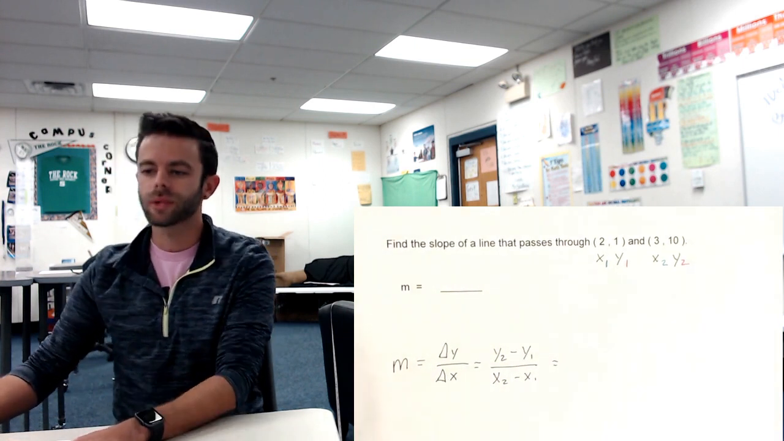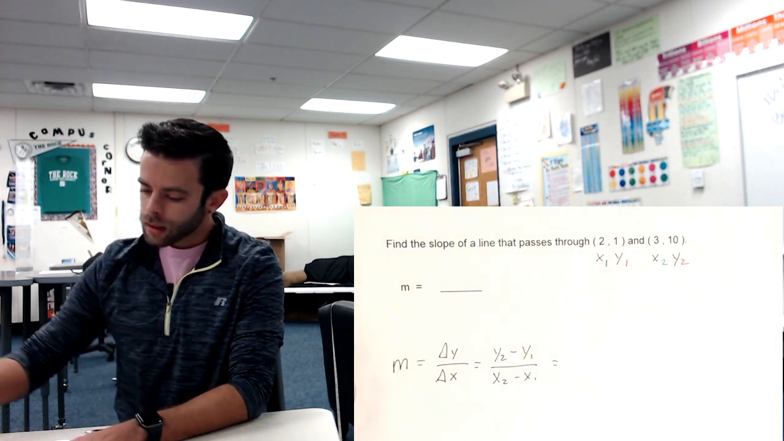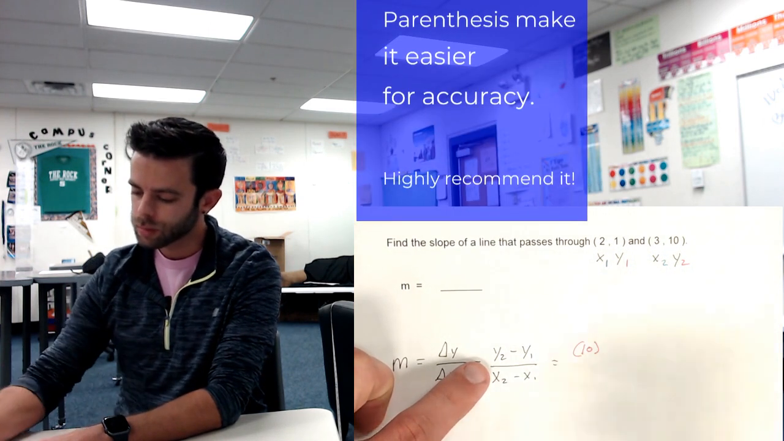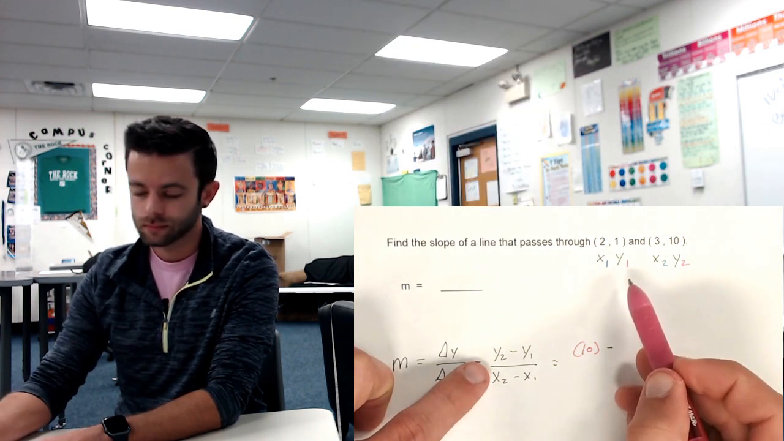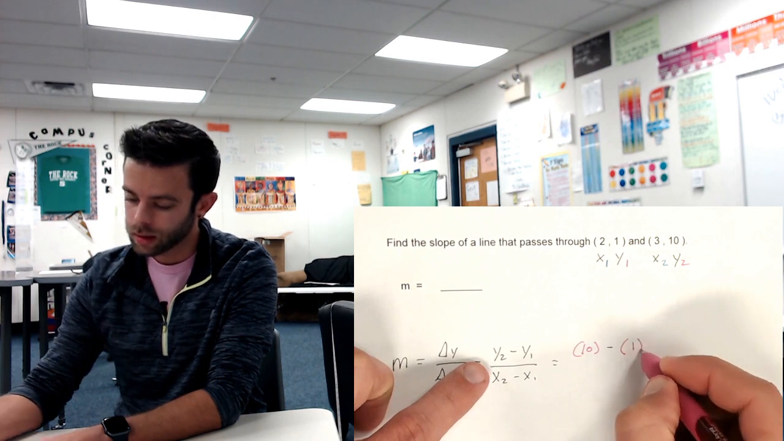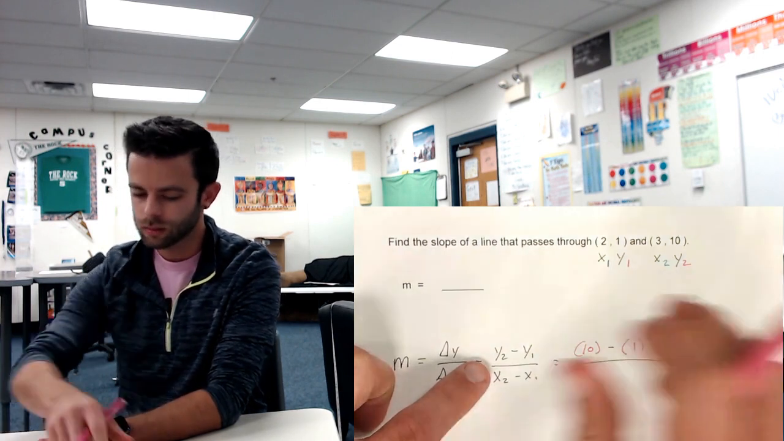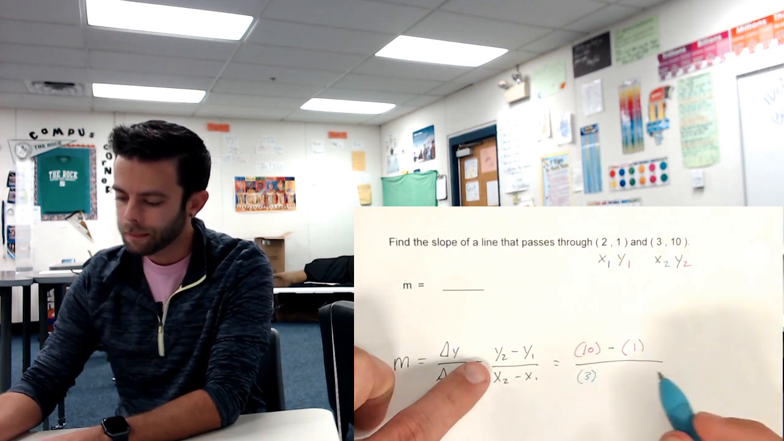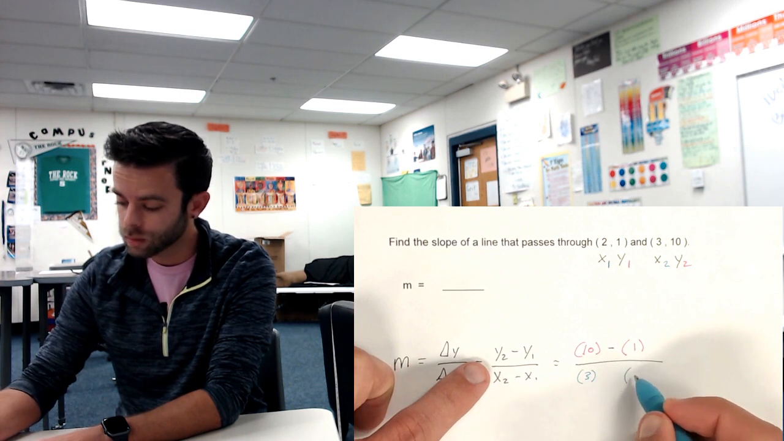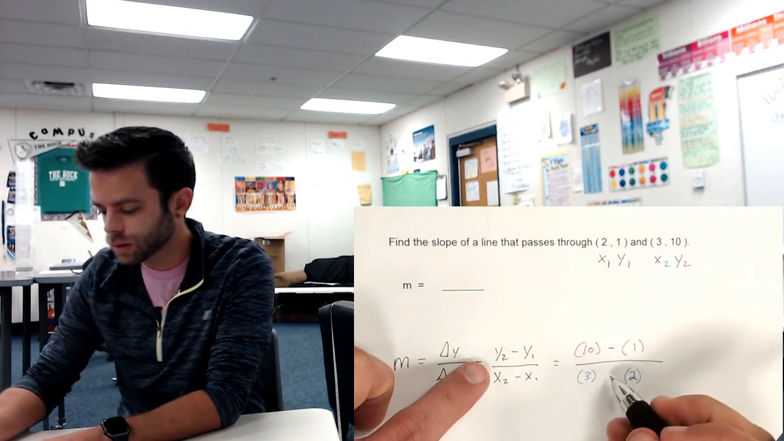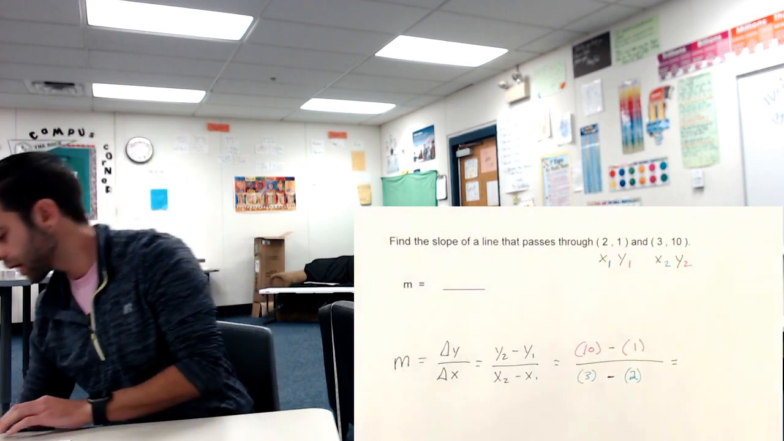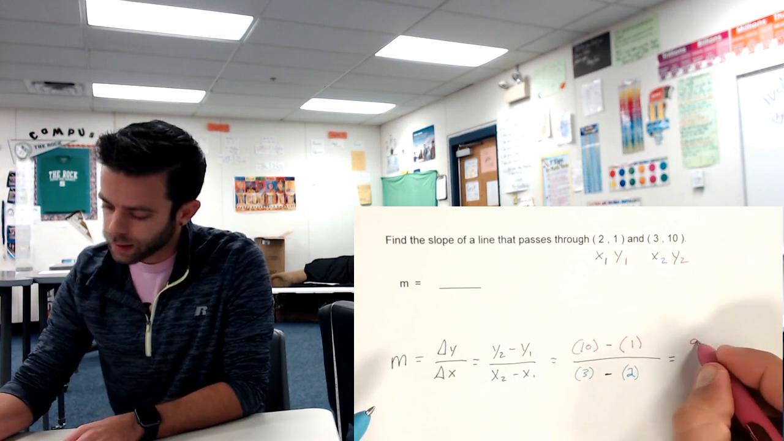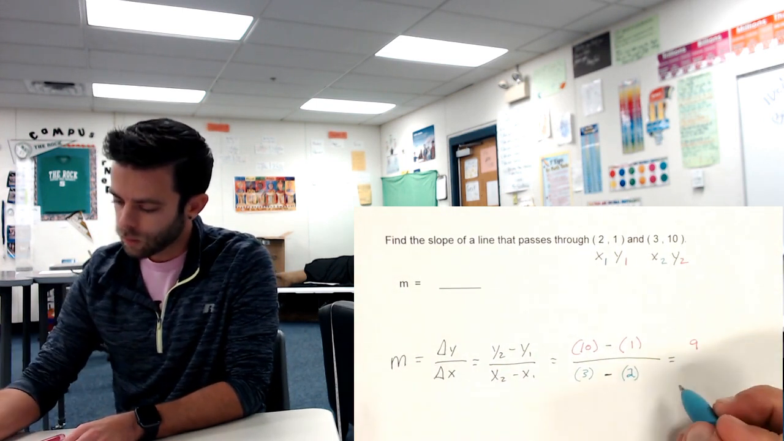So when we do this, I'm going to color coordinate it with our x's and our y's. So I'm going to take my y2, which is 10, and I'm going to put it in a parenthesis. I'm going to subtract my y1. So I'm going to have now a 1 in there. And I put it over my x's, which I'm going to put blue, and I'm going to have my x2, which is 3, minus my x1, which is 2. And I need to make sure I put that subtraction in. And then we're going to go ahead and just simplify that. So 10 minus 1 is 9, and 3 minus 2 is 1.